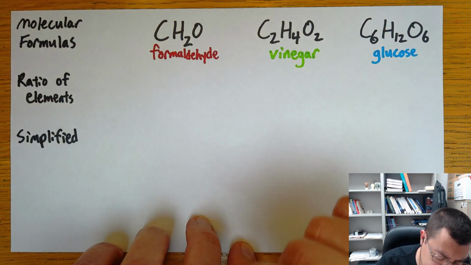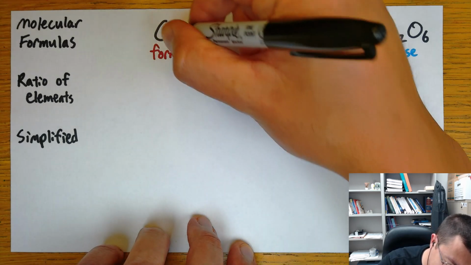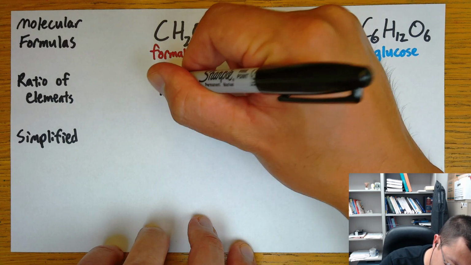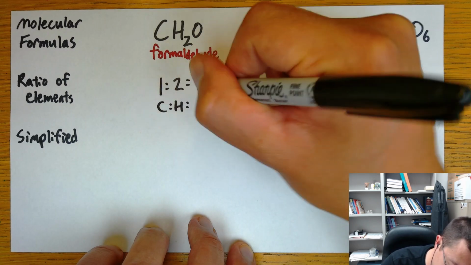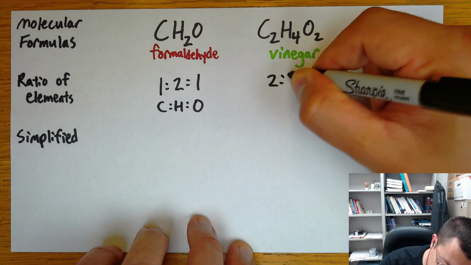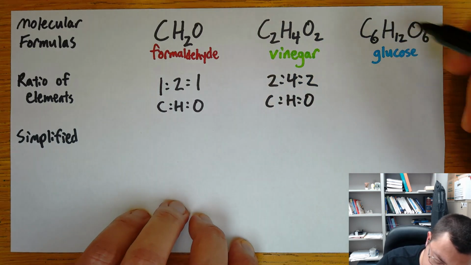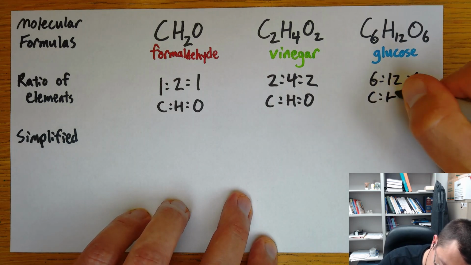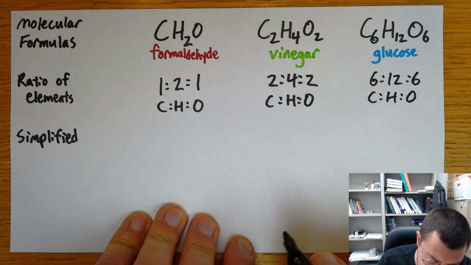Let's look at formaldehyde first. I want us to calculate a ratio of elements. Well, is this really a calculation? We're just looking at it. So we have 1 carbon, 2 hydrogens, 1 oxygen. This has a 1 to 2 to 1 ratio between carbon, hydrogen, and oxygen. Vinegar, we have 2 to 4 to 2 between the 3 elements, and glucose 6 to 12 to 6 between the 3 elements. Now let's simplify these ratios.